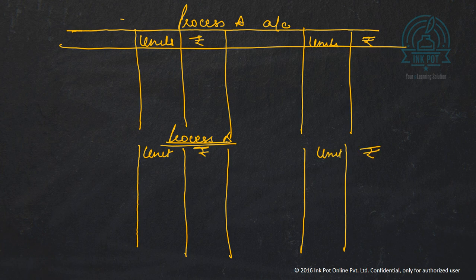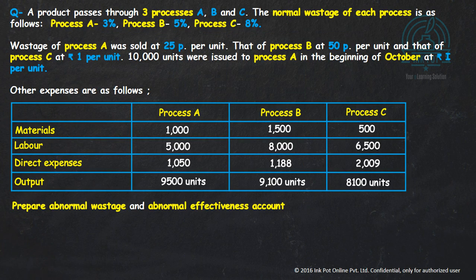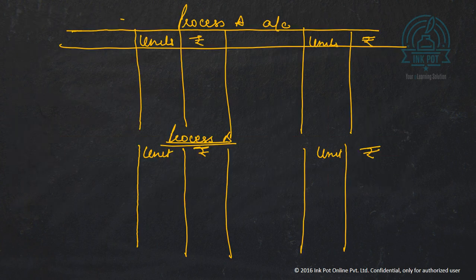Now let's do. So first of all, we are given how many units are transferred. We are given that in the beginning 10,000 units were issued to process A at rupees 1 per unit. So units issued to input, right? So inputs is equal to 10,000 units at the rate of 1 rupee each. So value is also 10,000.